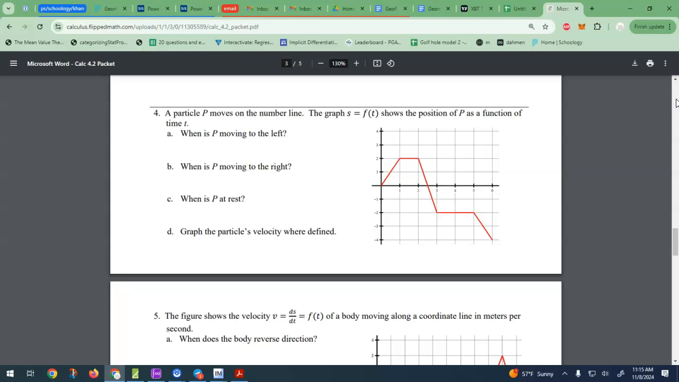When is P at rest? So our position is not changing between 2 and 3, or between 3 and 5. So here you would say, if you had to justify it, which you will, the slope of f is 0, or f prime of t is 0. And then graph the particle's velocity where it's defined.